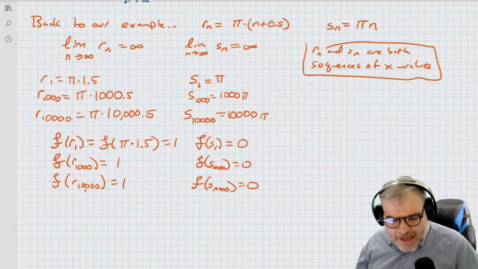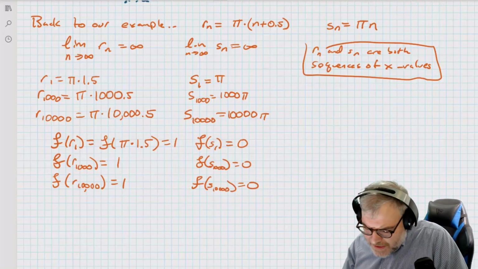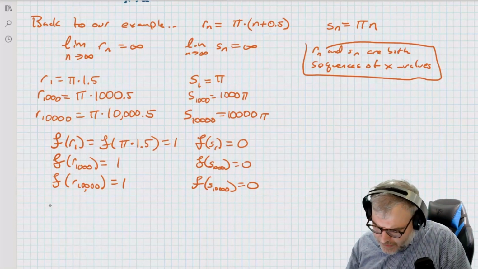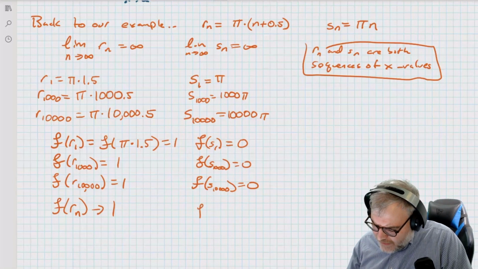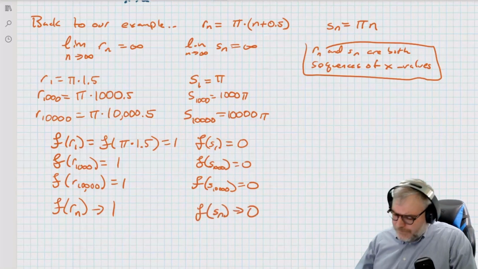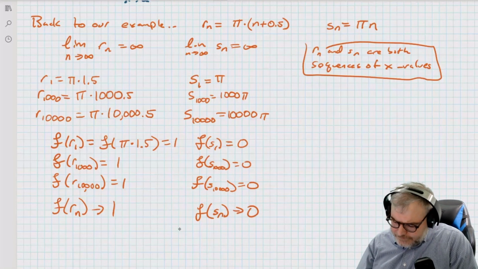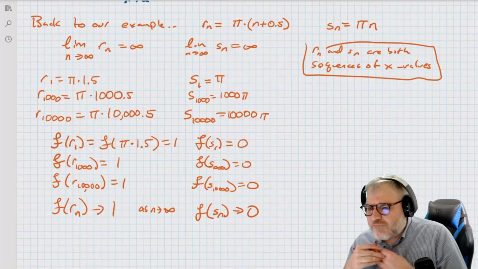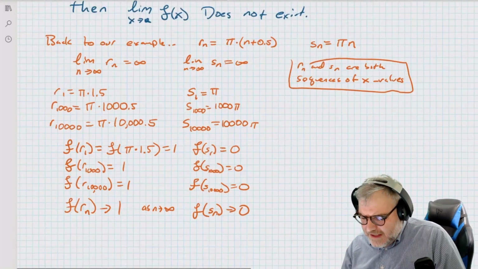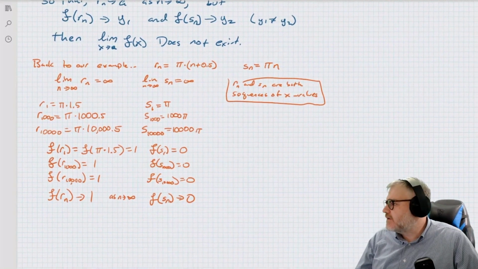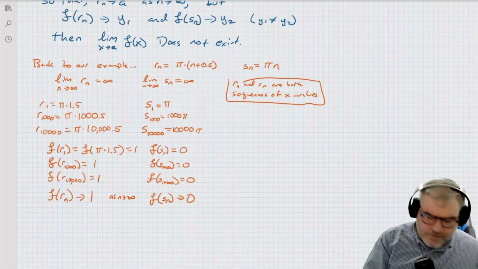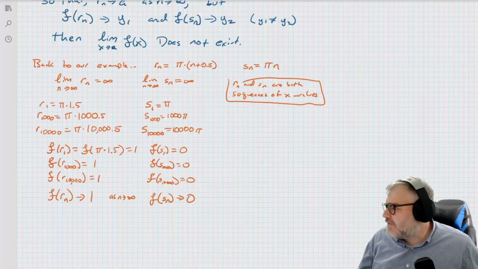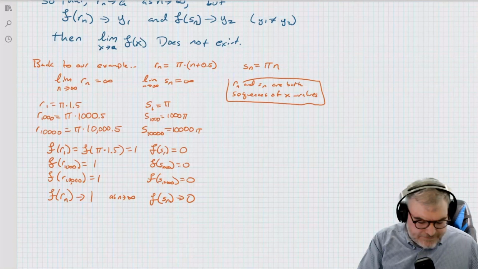Okay, so how do we feel about that? So that's this notion. As n goes to infinity, f of Rn goes to 1, while f of Sn goes to 0. That's a formal way of saying this idea that I'm going to the wrong spot. So the limit doesn't exist.